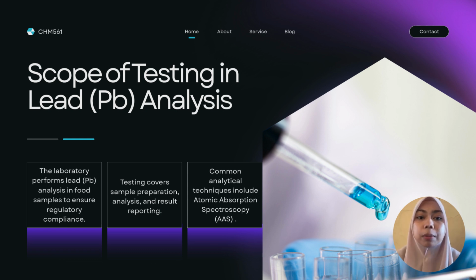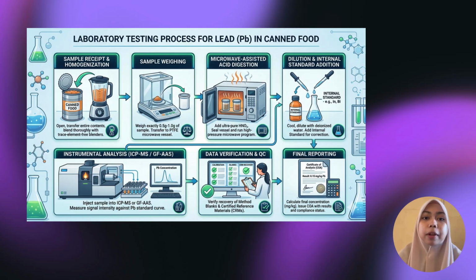The laboratory process begins with receiving and preparing the sample, followed by digestion using appropriate chemicals to extract the lead from the food matrix. The prepared sample is then analyzed using instruments such as atomic absorption spectroscopy, or AAS. Then finally, the results are interpreted, verified, and also reported to the customer. So this is the image of the laboratory testing process flowchart.